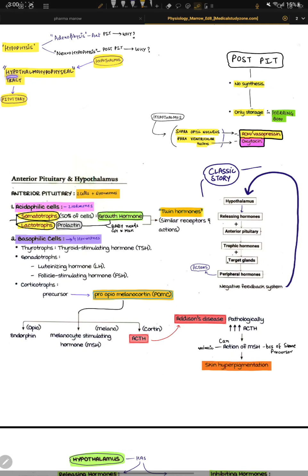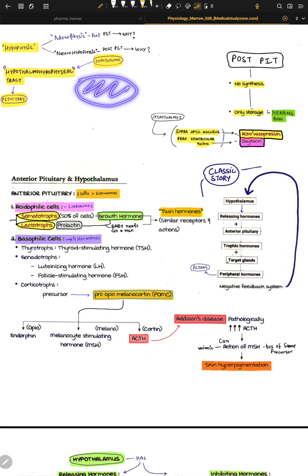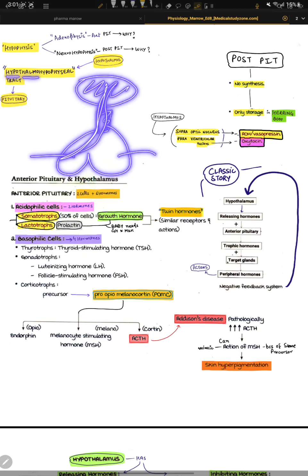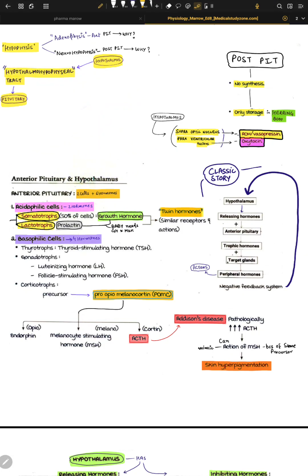Via the hypophyseal tract. For example, this is the hypothalamus, this is the stalk, this is the pituitary, this is anterior, this is posterior. So this tract is called the hypophyseal tract, and this is how the hormones are released.